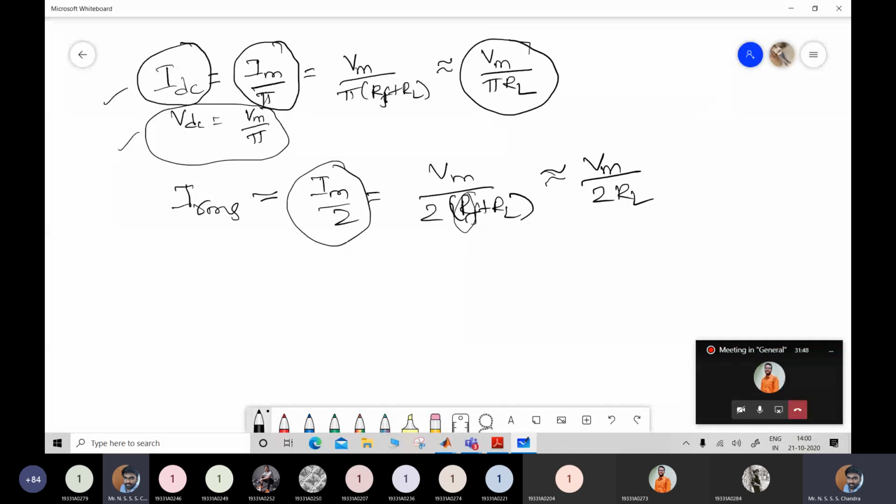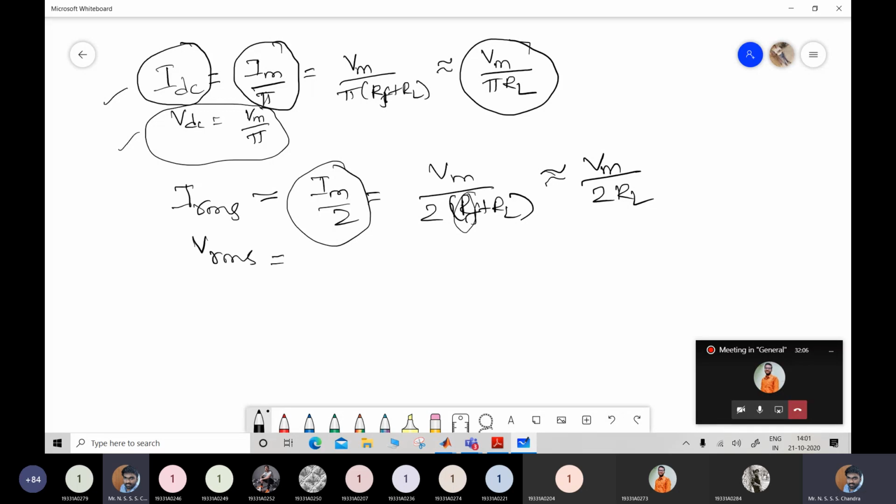It is not Im by root 2. Im by root 2 is valid only for a pure sinusoidal curve. Our output current is not a pure sinusoidal curve. It is partially sinusoidal in the positive half cycle. It is 0 in the negative half cycle. And then we shall find out VRMS.